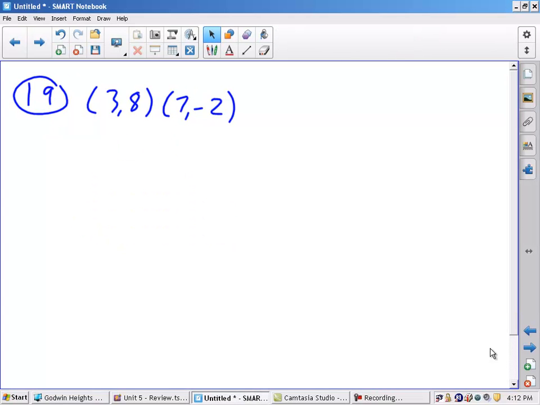Number 19, you can do this 2 different ways. I'm going to show you my favorite way, just to get it in point slope form and then use slope-intercept form after that.